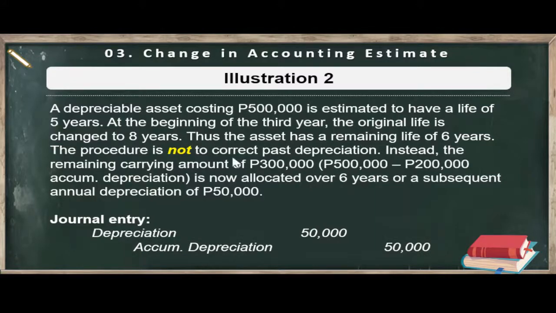So it is no longer the 100,000 coming from the 500,000 divided by 5 years. The depreciation is changed because the estimate for the useful life changed.